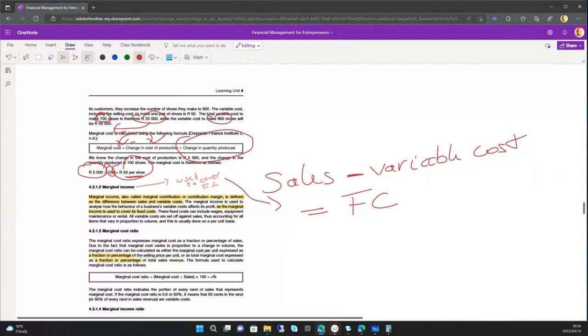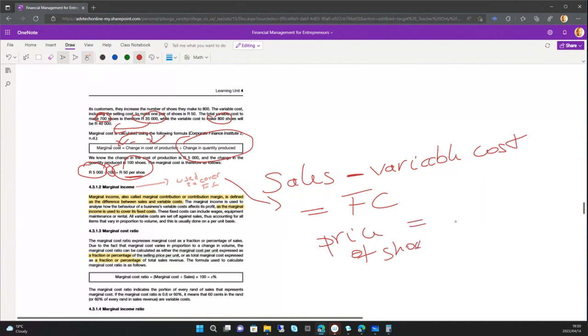Not totally, because it does say marginal income. Look here, marginal income is used to cover its fixed cost. So these costs are quite important for you to understand. Always remember, even for a particular unit, if we have the cost or the selling price or the price of a shoe, let me use this example to make it quite clear to all of you.